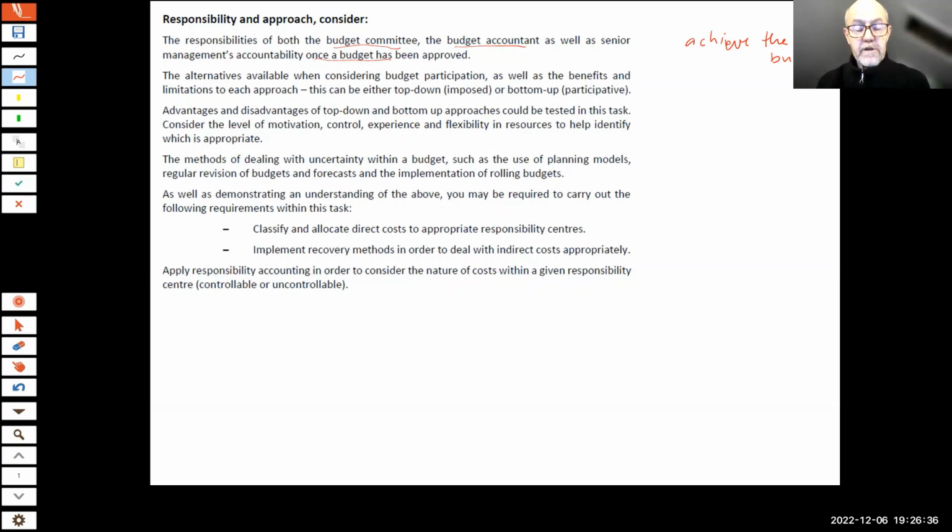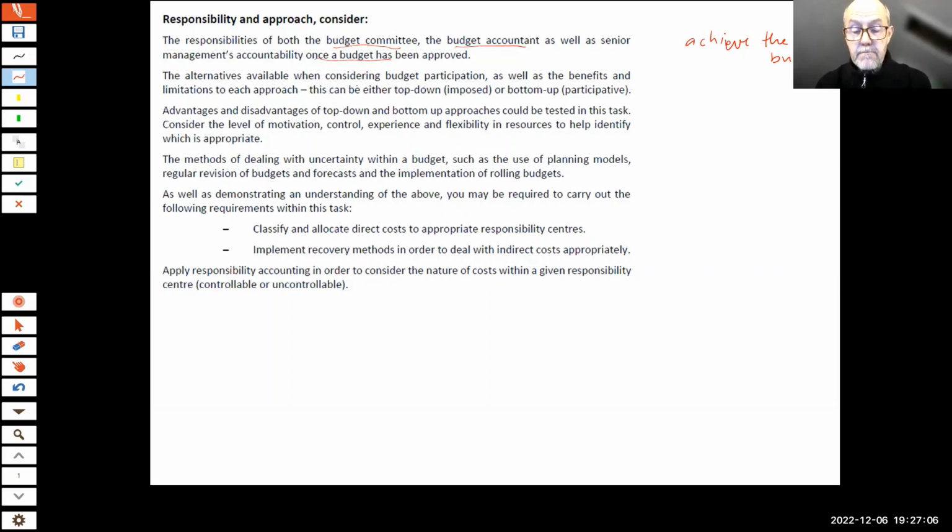So look at a scenario in an exam question. The size of business will tell you what kind of level of complexity the budget process will involve. I've been in a situation where I've had a phone call saying, a little job for you to do, can you do a budget for that department for next year? And I was the budget committee and the budget accountant on a phone call.